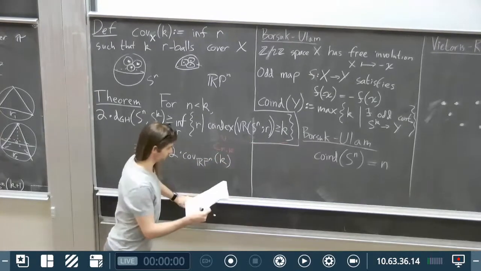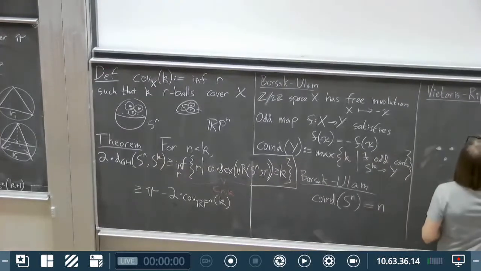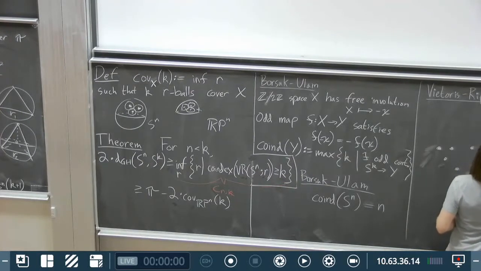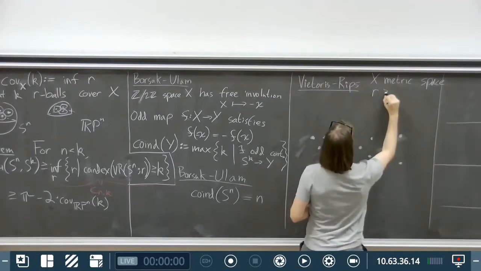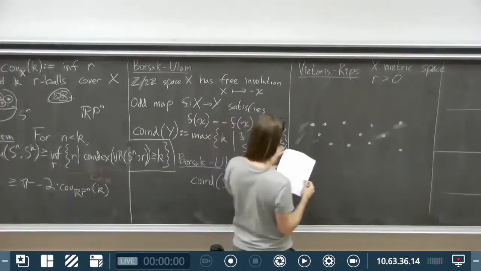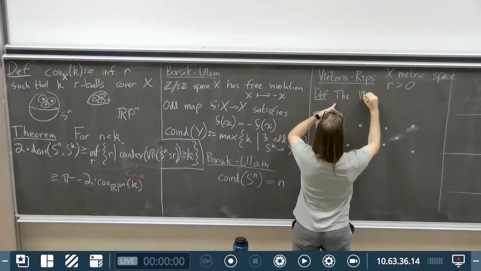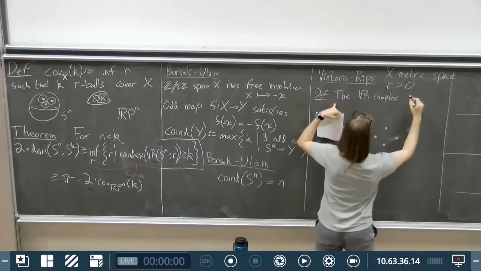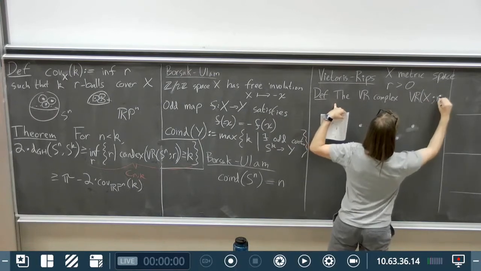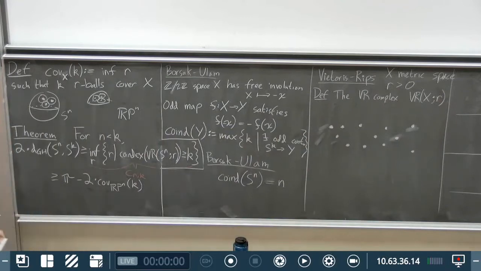And now I'll define Vietoris-Rips complexes. X is a metric space. You have a scale parameter r that's positive. The Vietoris-Rips complex, which is denoted VR_r of X, is a simplicial complex built on top of this metric space. Vietoris was a topologist. He wanted to define cohomology for metric spaces, so he built simplicial complexes on top of metric spaces to define cohomology theories there. Rips is a geometric group theorist, so he wanted to thicken groups in order to study their finiteness properties.